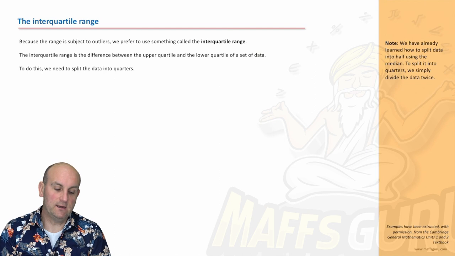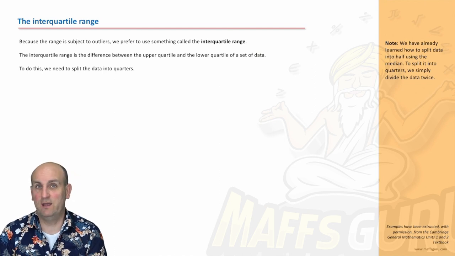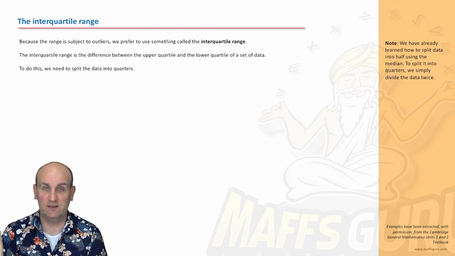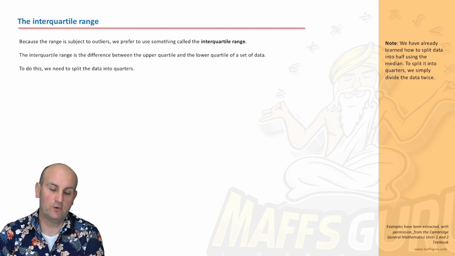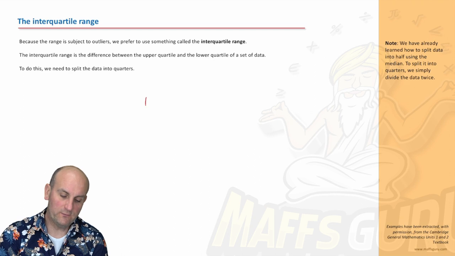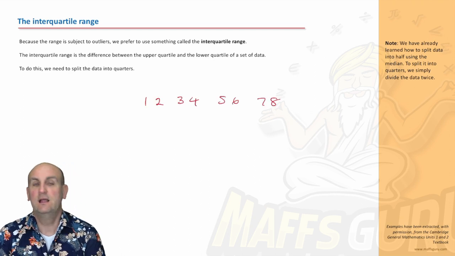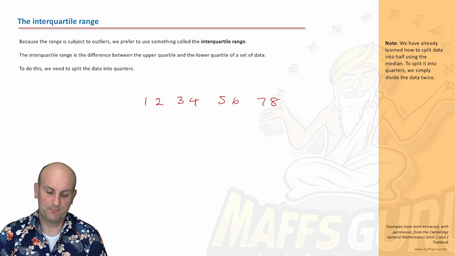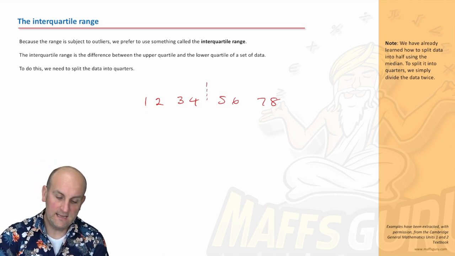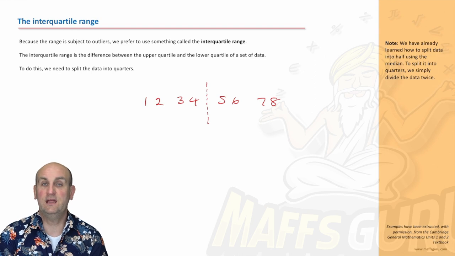Now we come to the interquartile range. I said a little about this. The range is subject to outliers. We don't like those big values. It doesn't make any sense to use them. So we tend to use something called the interquartile range. So if we look at the numbers 1, 2, 3, 4, 5, 6, 7, and 8, let's imagine these are my data items. Now we know that the median would fall there. The median effectively splits our data into half.